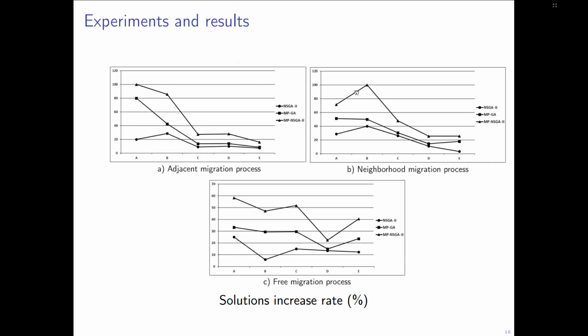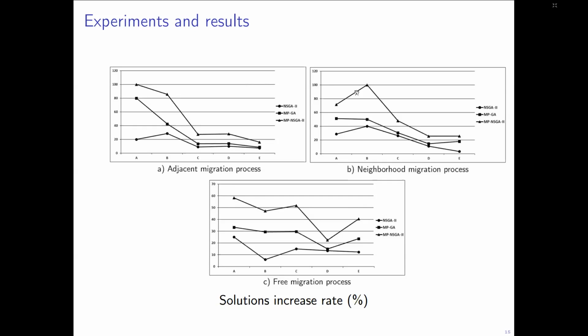The first one diversifies the genetic algorithm used, which means we use a simple genetic algorithm, the canonical NSGA2, a multi-population genetic algorithm, and our MPNSJ2. As the second axis, we diversify the migration process. We use an adjacent migration, a neighborhood migration, then a free migration.